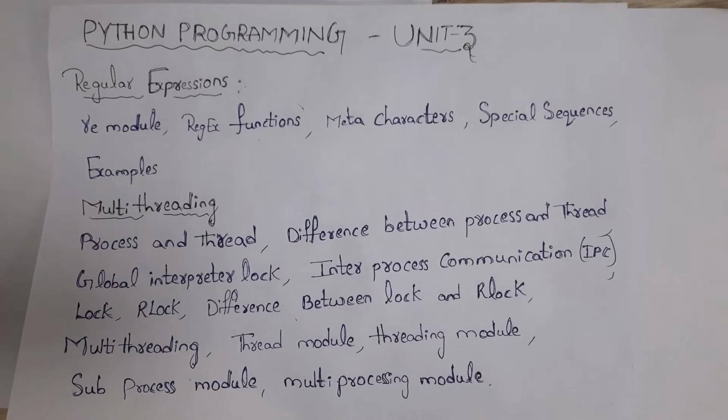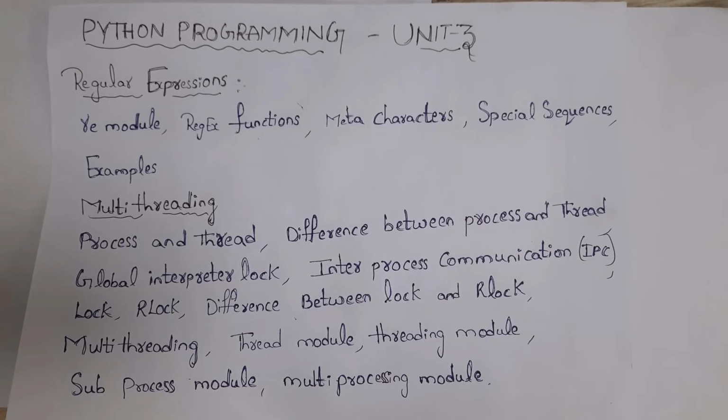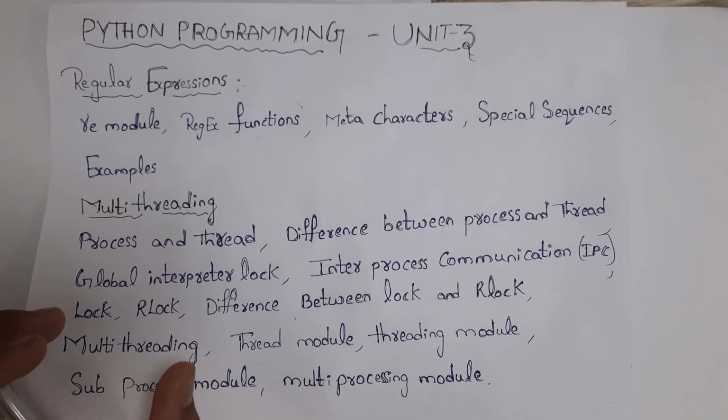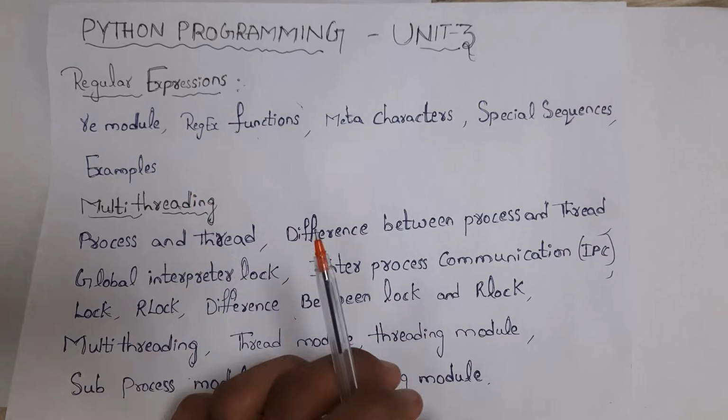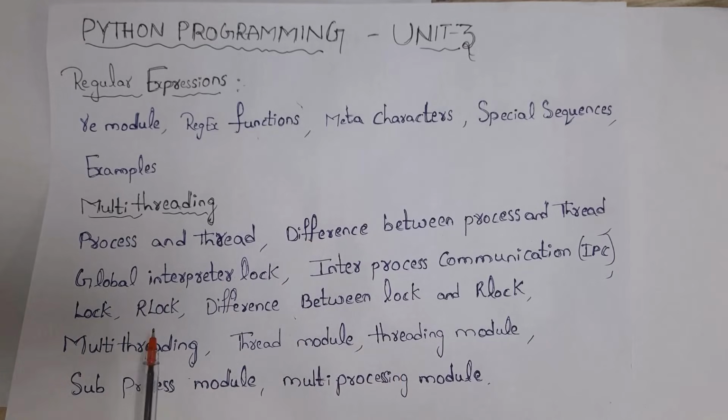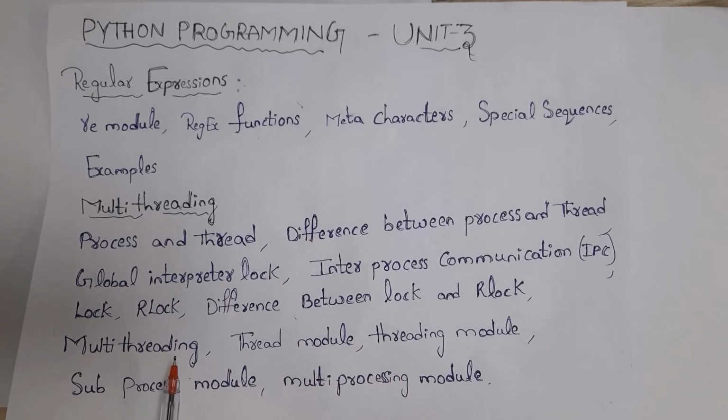And in the multithreading topic, I will explain what is a process and what is a thread, and the difference between process and thread. And then I will explain what is the global interpreter lock, inter-process communication, that is IPC, and what is Lock and RLock. And then I will explain the difference between Lock and RLock. And then I will explain what is multithreading. And in multithreading, I will explain what is the thread module and the threading module. And at last, I will explain what is the subprocess module and the multiprocessing module.